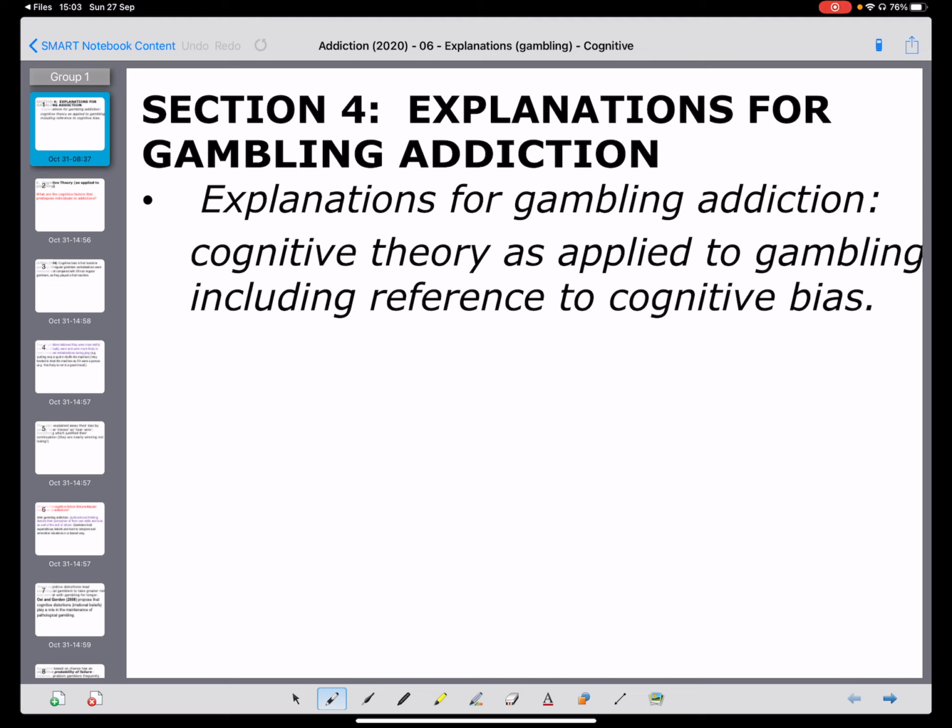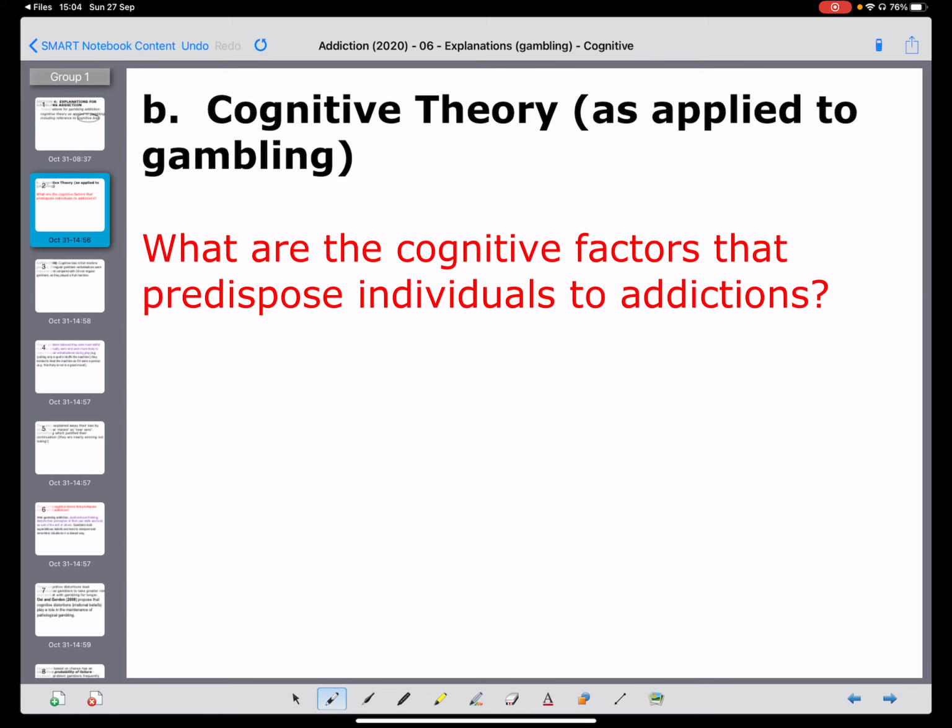Hello, this is Mr. Ferreira, and I'm going to be talking through the second explanation of gambling addiction, looking at the cognitive theory. And we see that they make specific reference to what they call cognitive biases. So, the question that we should ask is: what are the cognitive factors relating to the predisposition for gambling?